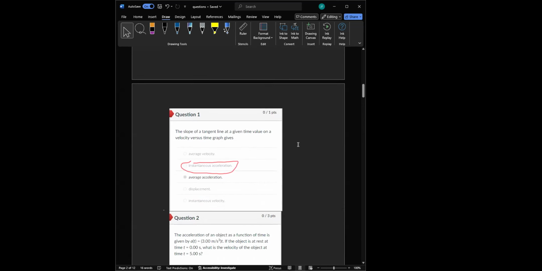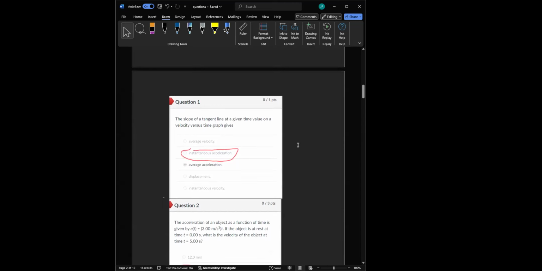The slope of a tangent line at a given time value on a velocity versus time graph gives, okay. Yeah, the slope at a given time does give you the instantaneous acceleration. And that's what I missed when I first read it, was the given time. Yeah, they're specifically talking about not drawing a tangent line between two, or what they call a secant line between 2 points on the graph.